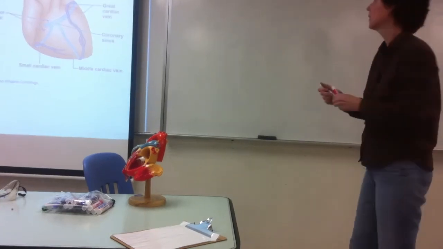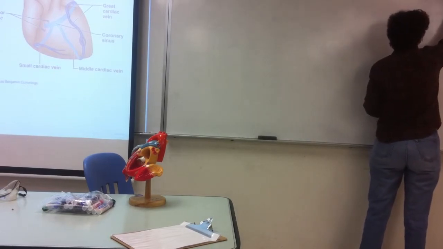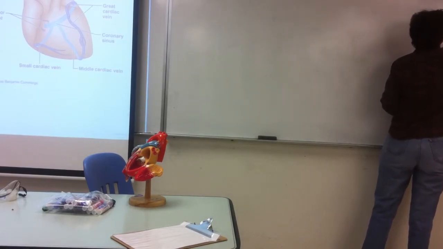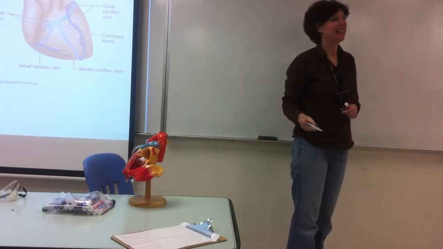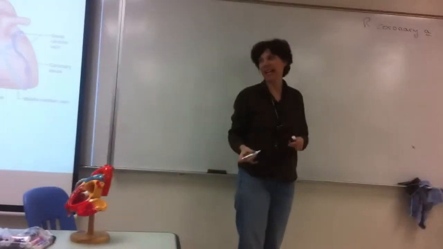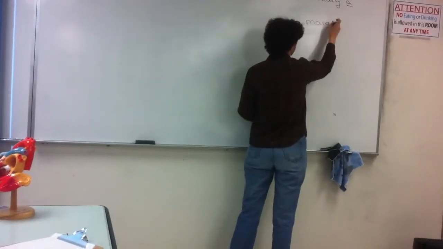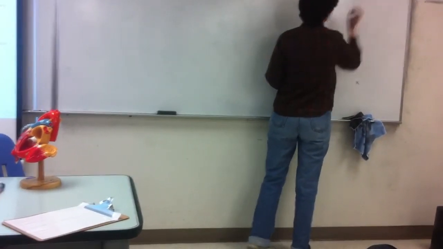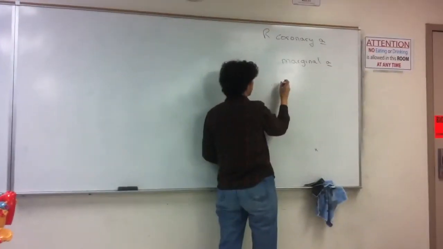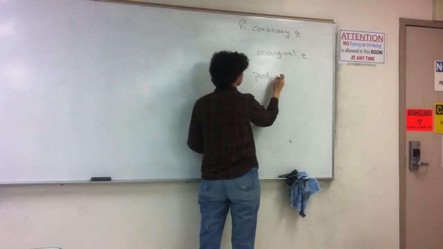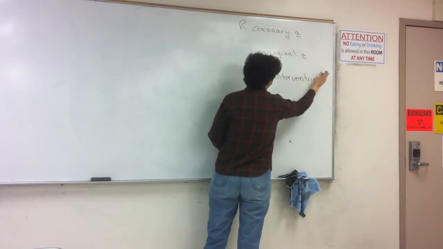Coronary arteries. We have the right coronary artery. It has two branches, the two branches that I'm going to have you learn. One is the marginal artery, and there are several marginal arteries, but we're only learning one. And the other branch is the terminal branch of the right coronary artery, known as the posterior interventricular artery.